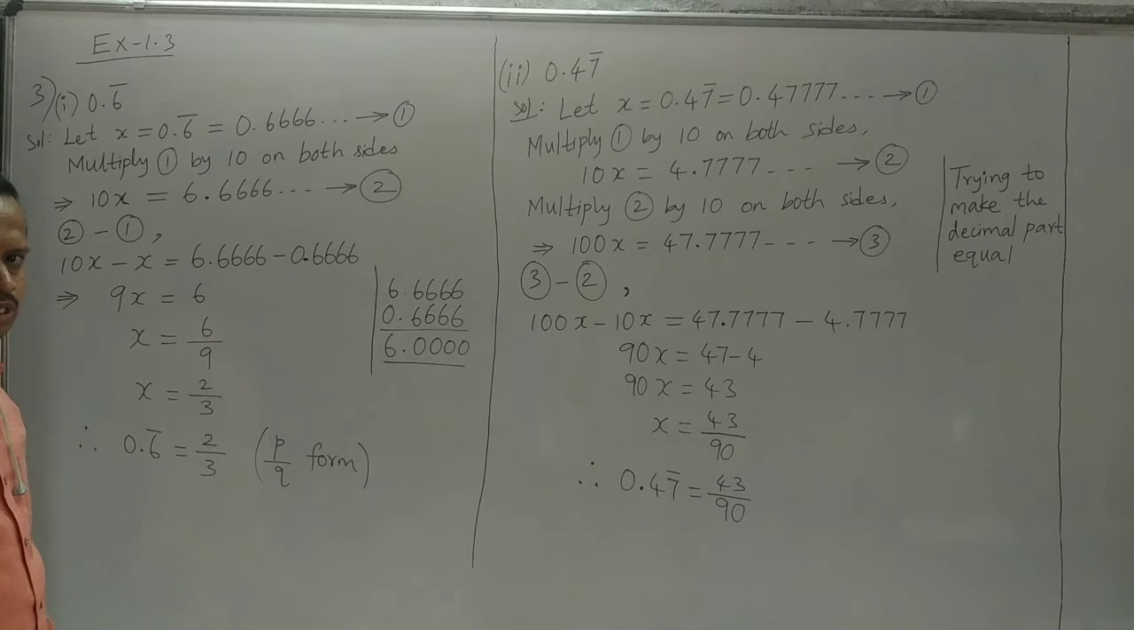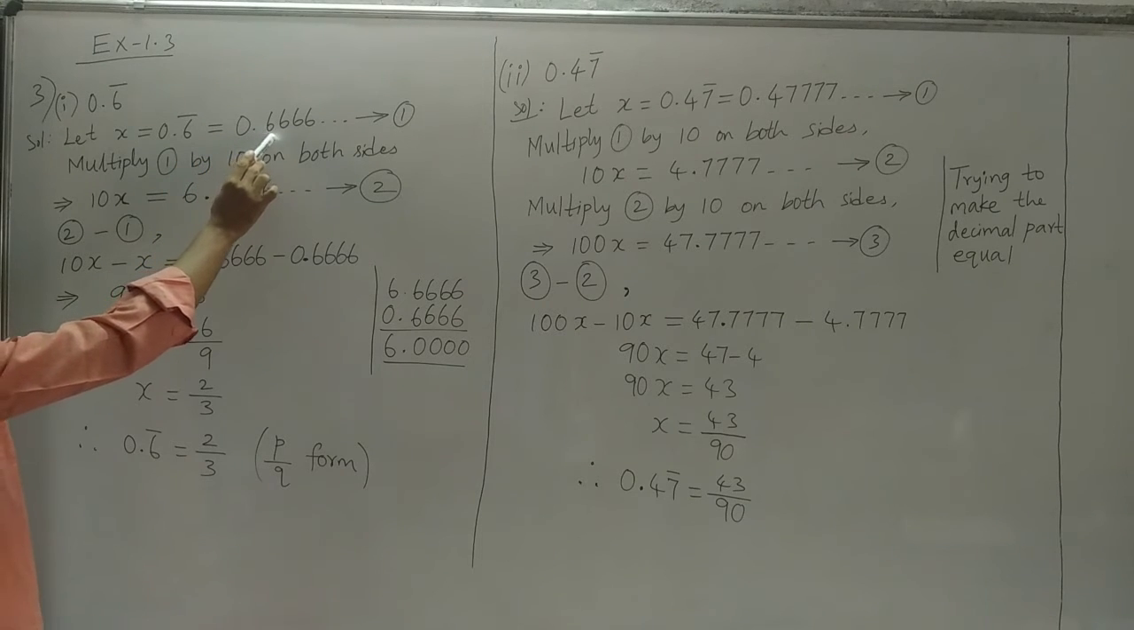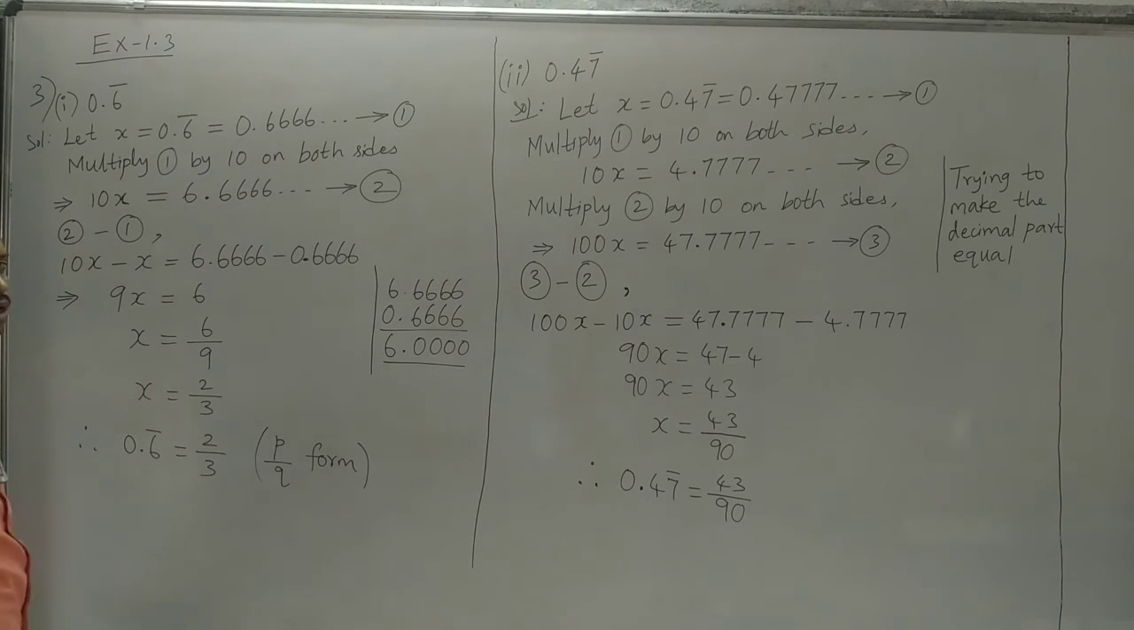The third question, first option, decimal expansion is given 0.6 bar. The bar represents that the digit under the bar is repeating. So let us assume the given decimal as x. So x equal to 0.6 bar, and that we can write as 0.6666 etc. And that is equation 1.